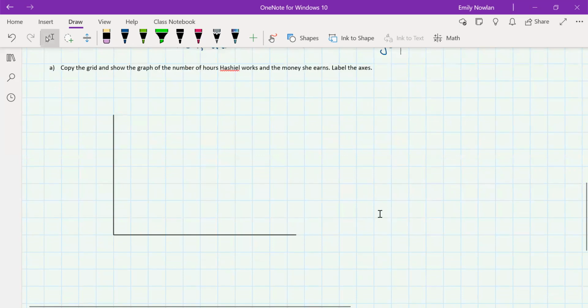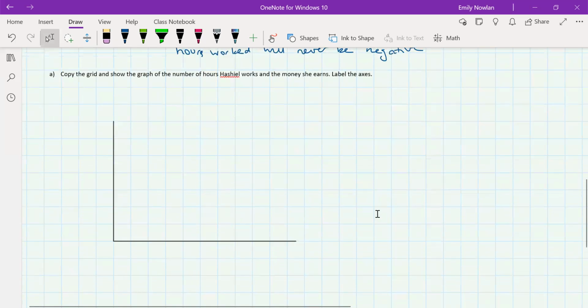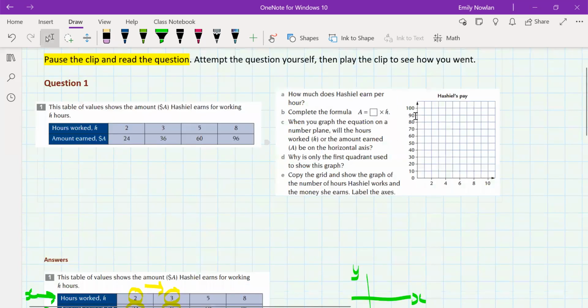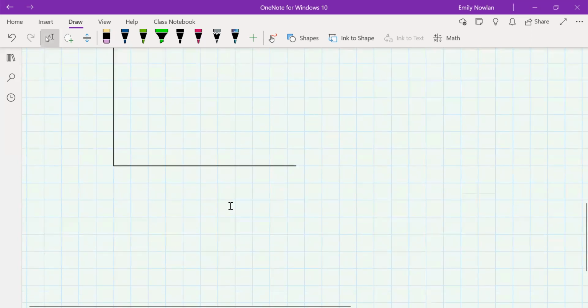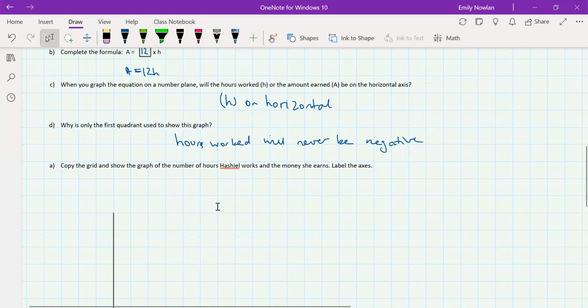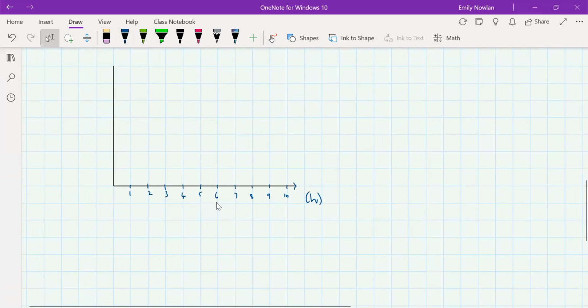Okay, so let's copy the grid and draw the graph. So I assume you guys have already done that. So let's have a look up here. They've got a graph drawn for us. We think the X's need to go all the way across to 10, and they reckon we need to go up to 100. So I've drawn my picture here so that my X's can go 1, 2, 3, 4, 5, 6, 7, 8, 9. And they are the horizontal axis, which is the hours worked. So I call that H, and I label it hours worked.